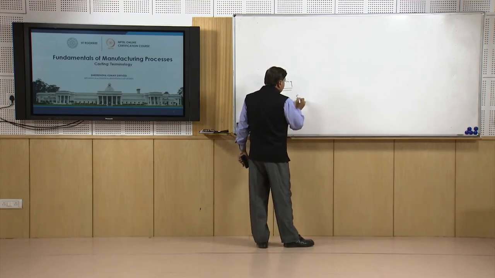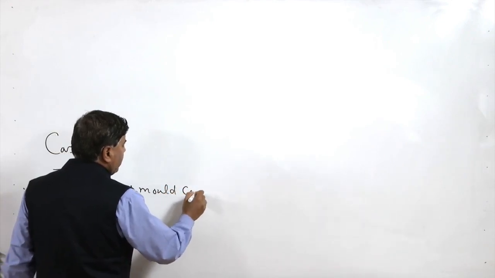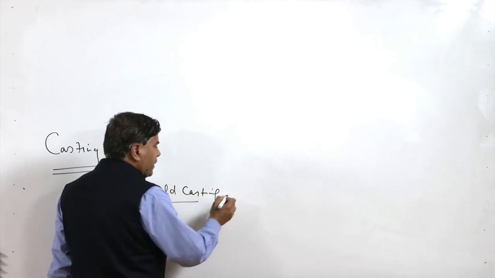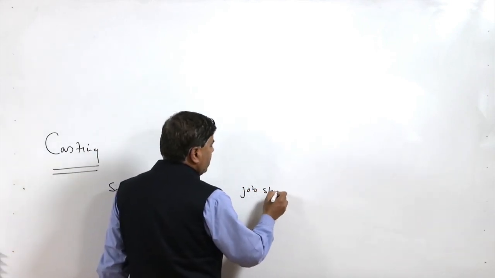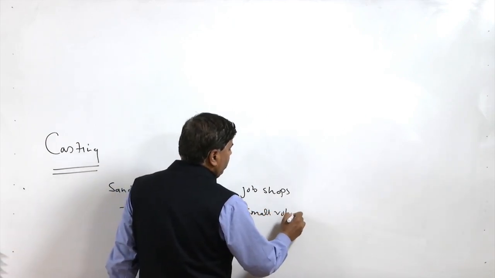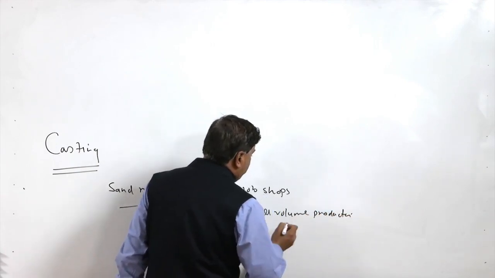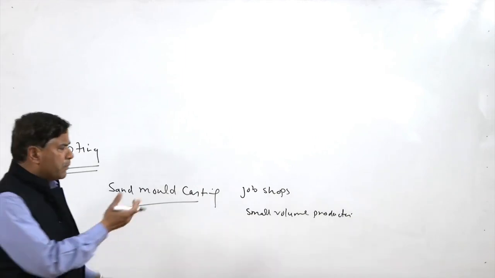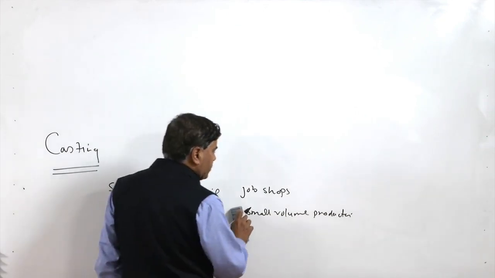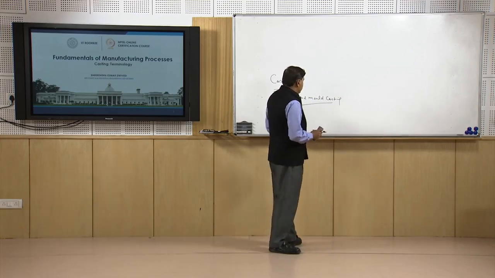Normally the sand mold casting process is one of the most commonly used processes, say for job shops or for small volume production, and especially complicated shape products, like those for the automotive industry, are commonly produced using the sand mold casting process.